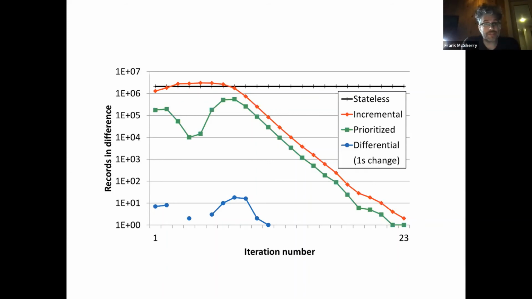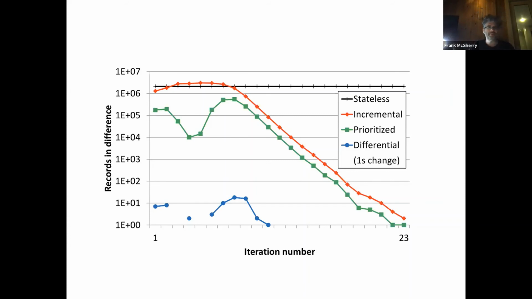So the black line, for example, is the number of records that we bump into if we reevaluate the full computation every time from scratch. This iterative process takes 23 iterations, it turns out, and if we rerun the logic each time through the iterative computation, it's a flat line.